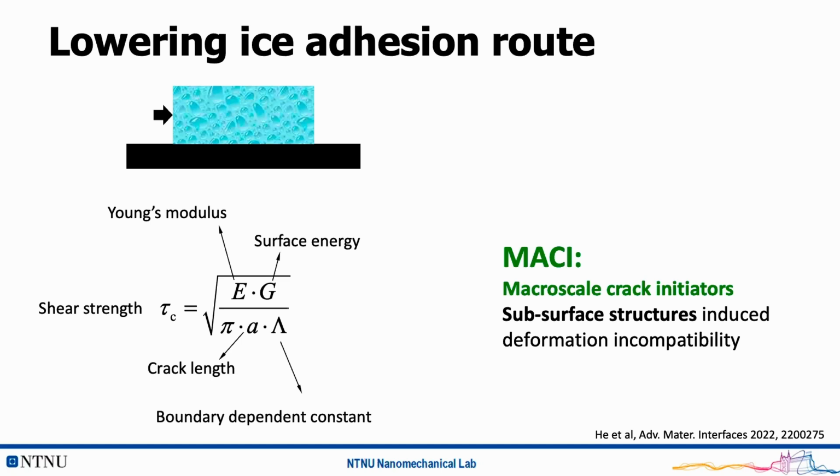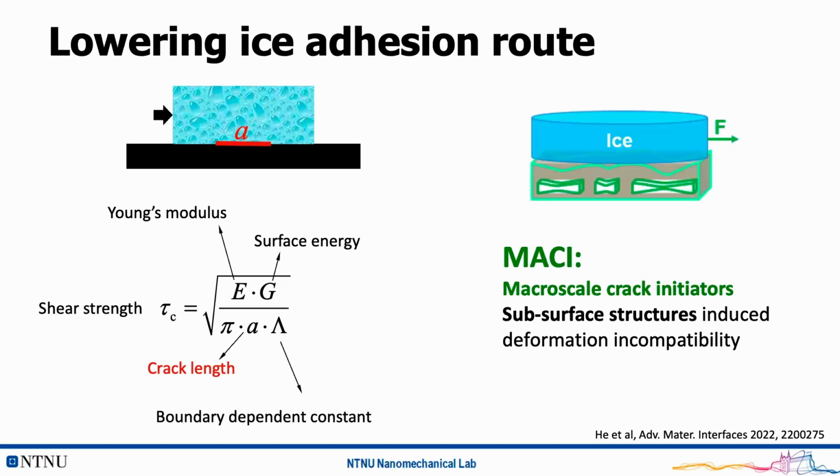But since we are talking about fracture in this whole conference, is it possible to find a way to maximize the interface crack length so that we can also minimize the shear stress? To realize that, what do we need? We need to create macro-scale cracks at the interface. And to realize that, we have to increase the deformation incompatibility between the ice and the substrate.